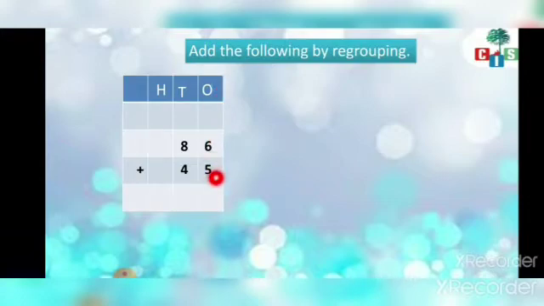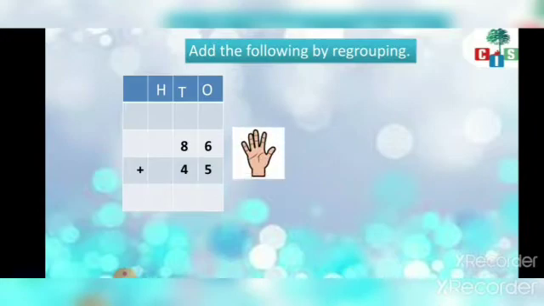6 plus 5. So 6 in your mind, 5 on your fingers. So what comes after 6? 7, 8, 9, 10, 11. So 6 plus 5, we get the number 11. So we will write 1 in ones column and the carryover in the tens column.